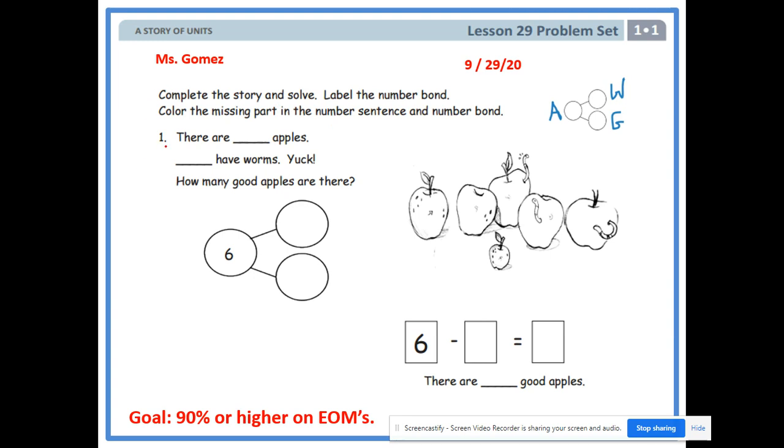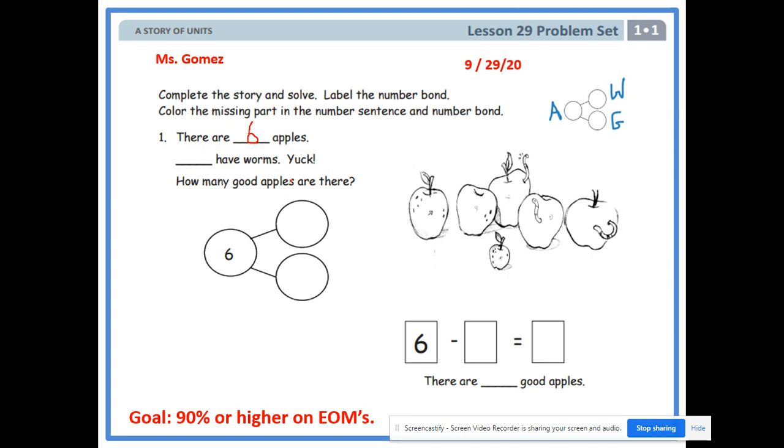Ready? Let's solve. There are blank apples. Well, it wants you to look at the picture because they already drew the picture for you. So how many apples do you have in the picture? Let's count. Count with me. Get ready. 1, 2, 3, 4, 5, 6. How many apples? Get ready. Yes, 6 apples. So let's go ahead and write a 6.